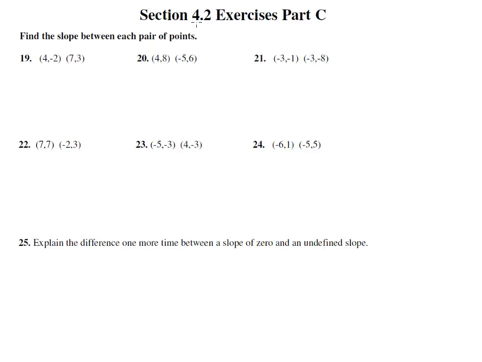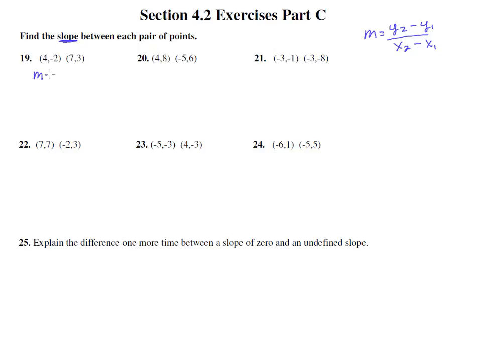Here we are in section 4.2 exercises, part C, with the solutions to numbers 19 through 25. It says find the slope. That's what we're looking for, the slope between each pair of points. The slope formula given in the book was y2 minus y1 over x2 minus x1, also known as the change in rise, or the change in vertical amounts, divided by the change in horizontal. So in practicality, that means we're going to take y minus y over x minus x.